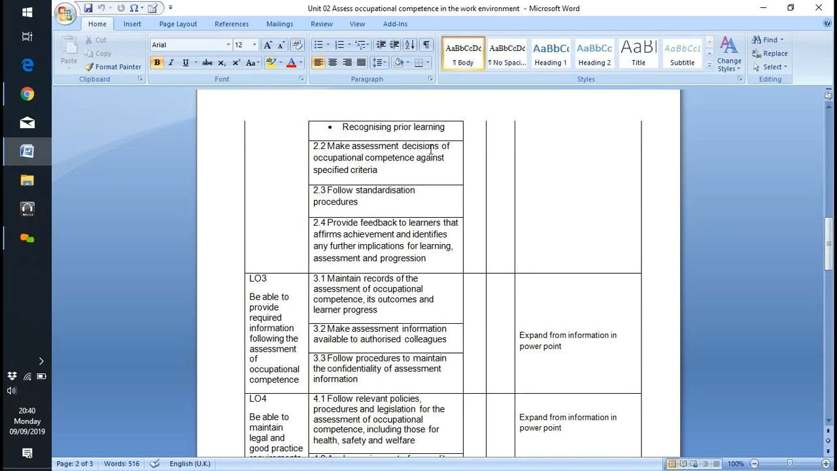Again, make assessment decisions of occupational competence against specific criteria. So again, just as you do with academic work, you are making an assessment decision against specific criteria. The only difference I can say is that in academic work, the specific criteria, apart from command verbs, is looser. So as an assessor, you've got a certain amount of subjectivity in there that doesn't happen in practical work.